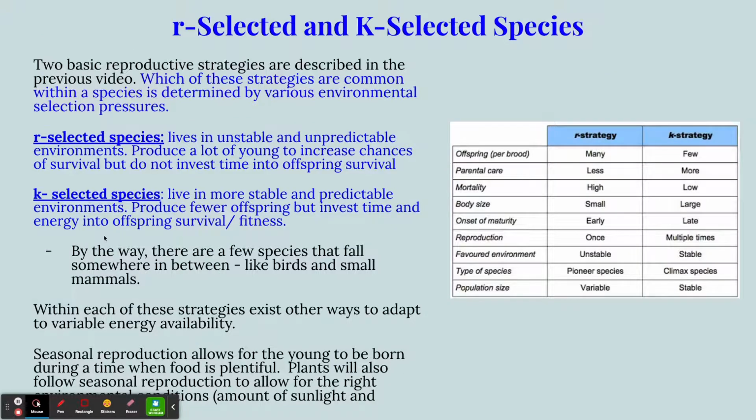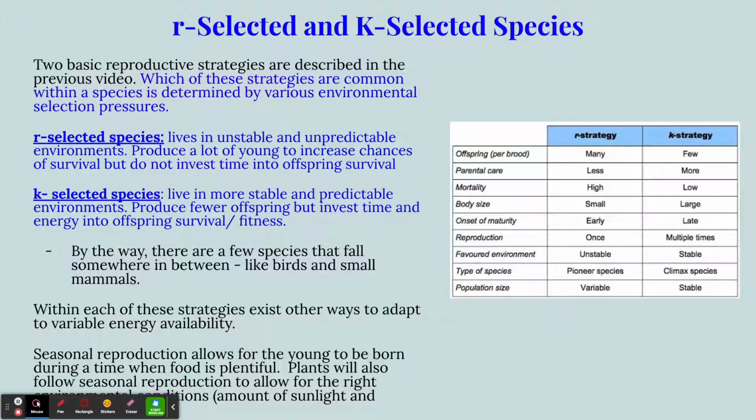So I want to go over r and K selected species. That's kind of what you were supposed to get from this video. This is more of a spectrum versus you're either r or K selected. But we do talk about species that are more on the r end of the spectrum and species that are more on the K end of the spectrum. This table really lays out exactly what the differences are. So this is determined by environmental selection pressures.